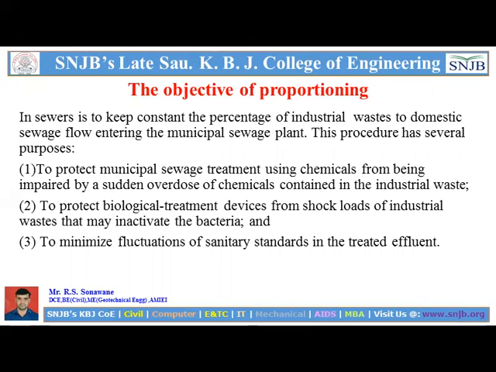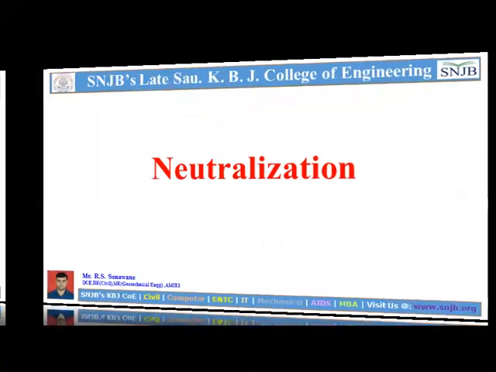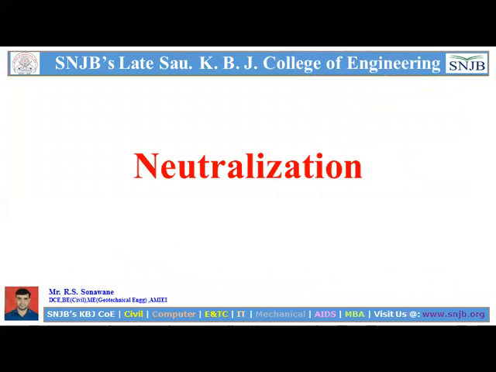The second purpose of proportioning is to protect biological treatment devices from shock load of industrial waste that may inactivate the bacteria. The third one is to minimize fluctuations of sanitary standards in treated effluent. These three are very important purposes in terms of the objective of proportioning.